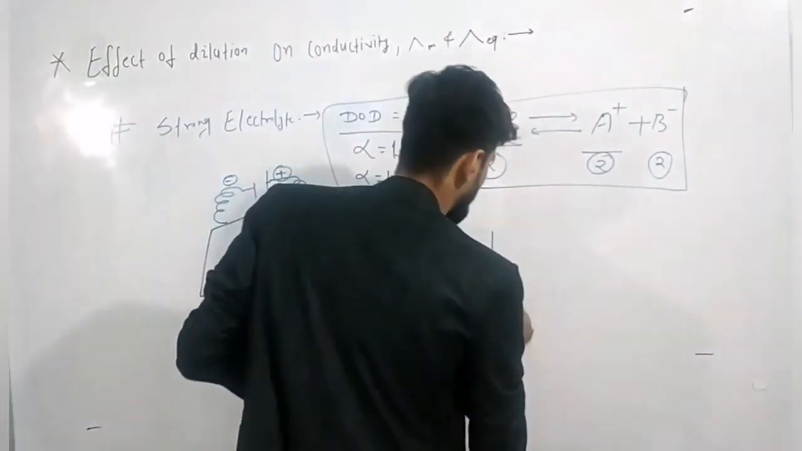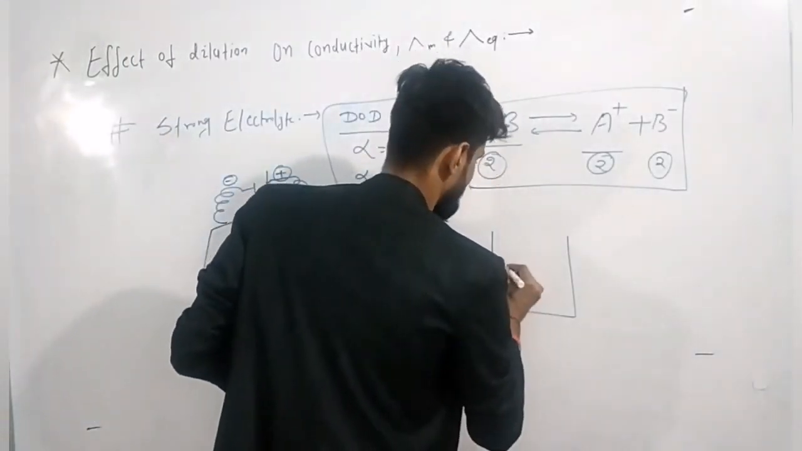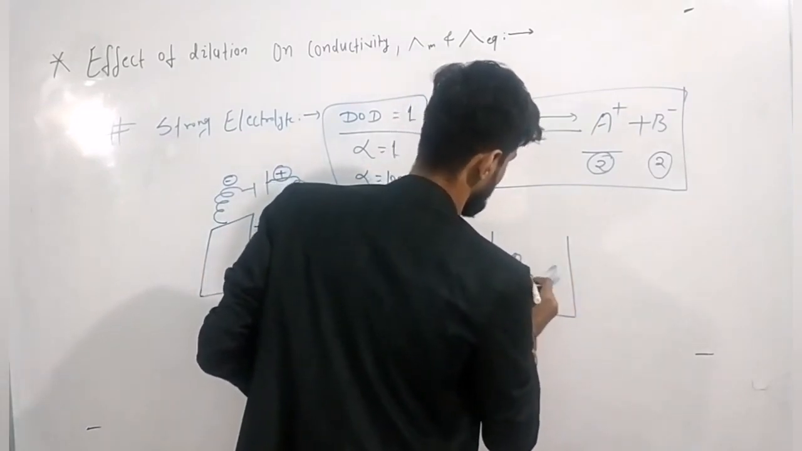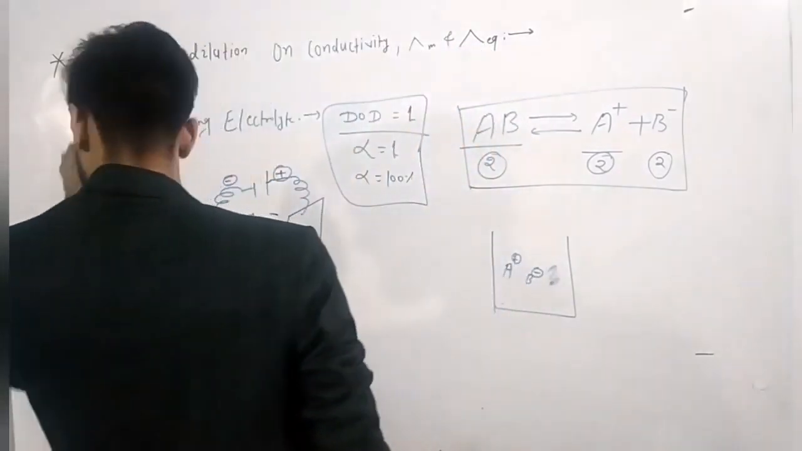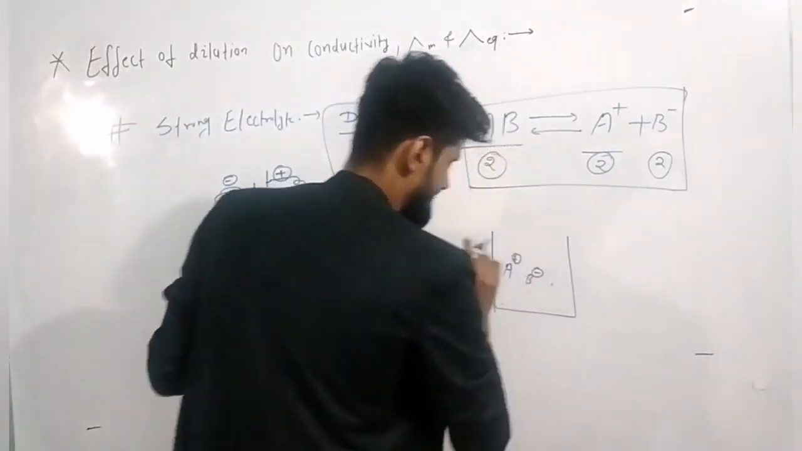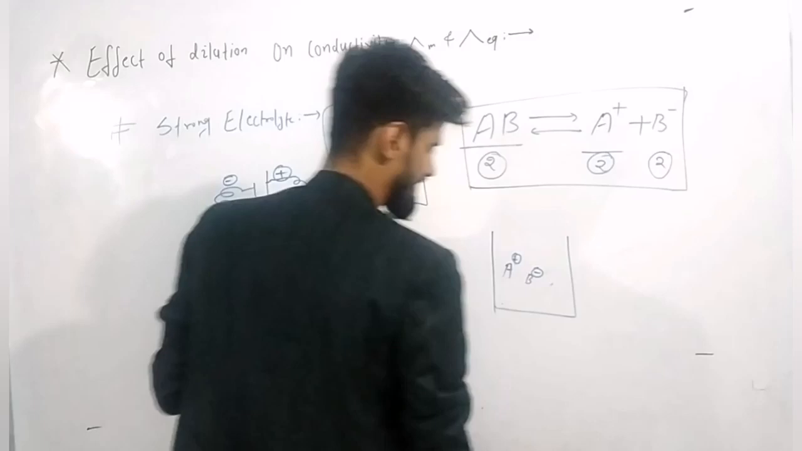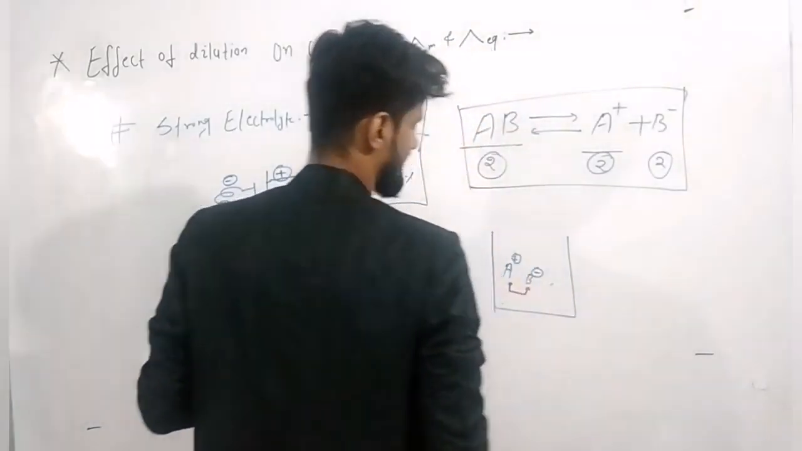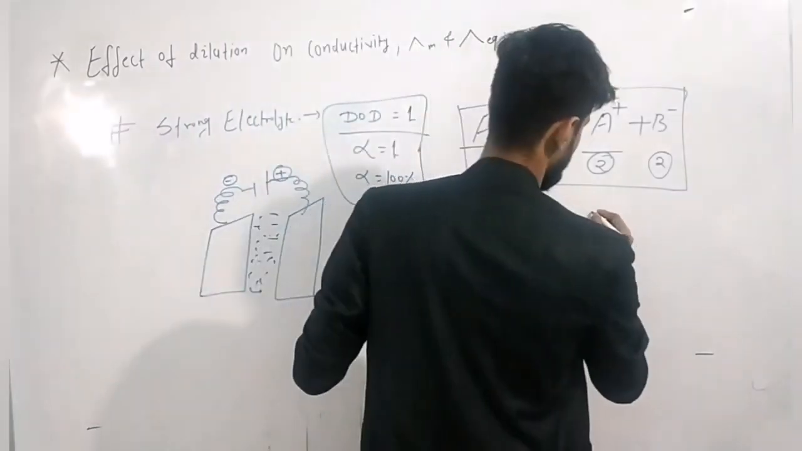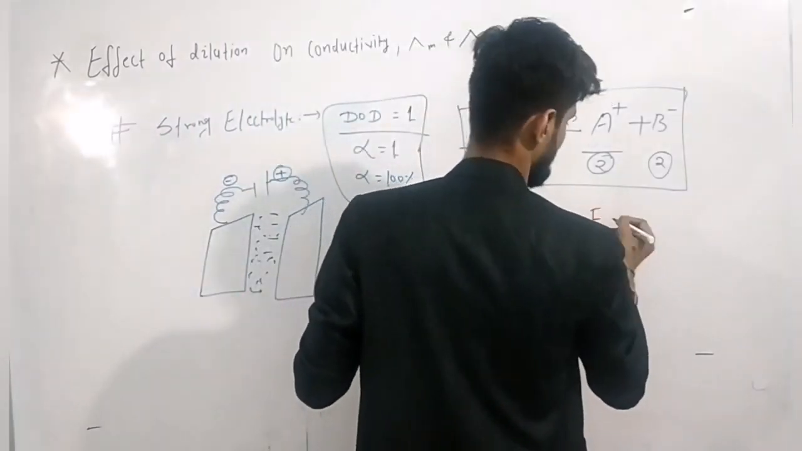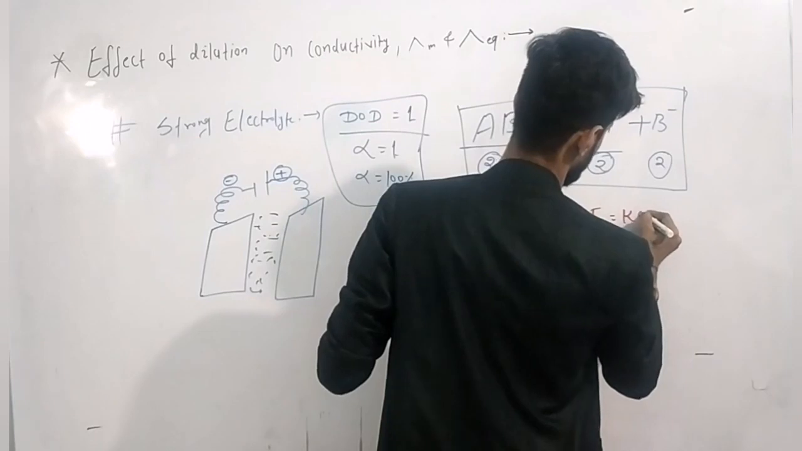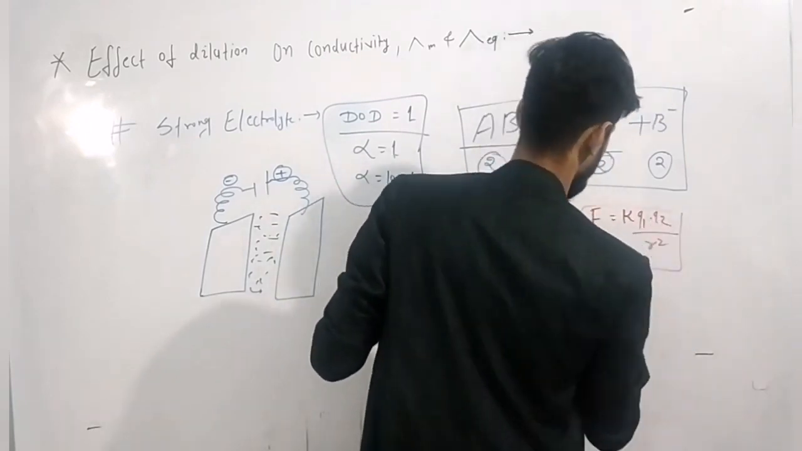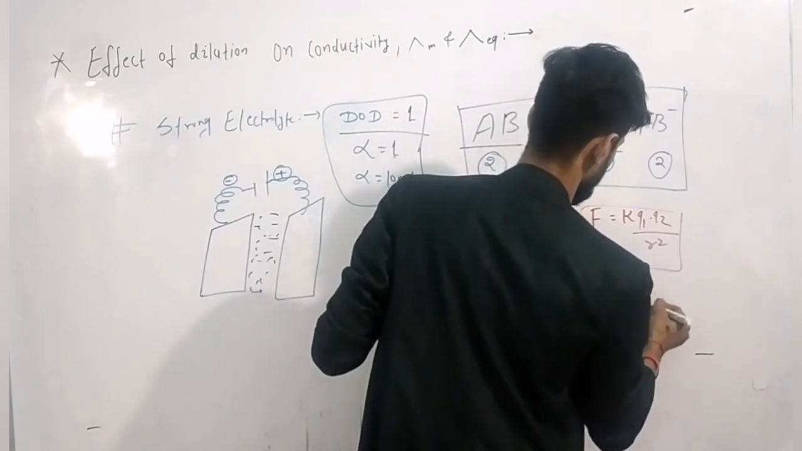Why? Because if you are going to dilute the solution, then understand one thing. Here there are A plus ions, here there are B minus ions, and since it is a strong electrolyte, there must be an electrostatic force of attraction between these two ions. If you have studied Coulomb's law, the force of attraction F is equal to K Q1 Q2 upon R square. Now, if you will see, F is inversely proportional to R square.